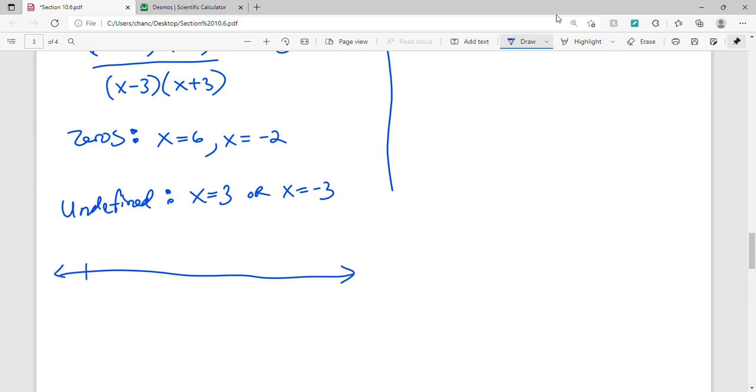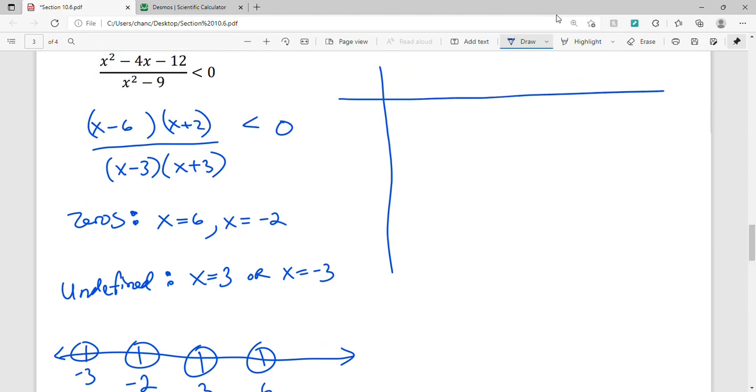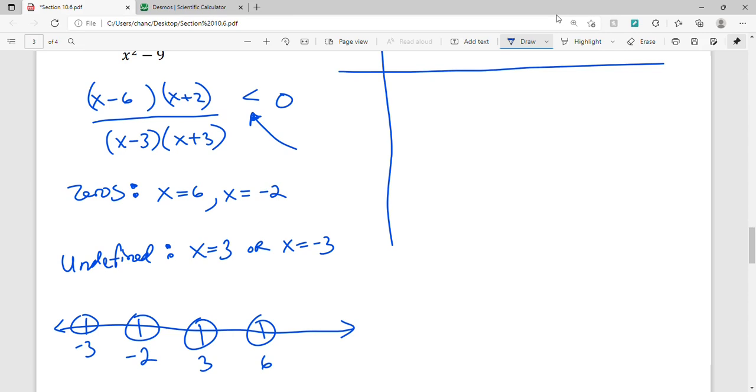We have a negative 3, a negative 2, a positive 3, and a positive 6. If you look, 6 is an open circle because of this sign. Also, negative 2 is an open circle because of the inequality. So both of these are open because of the inequality. 3 and negative 3 are open because of a different reason. They're open because it's undefined. You can never include 3 or negative 3 as part of your solution set because it's undefined.